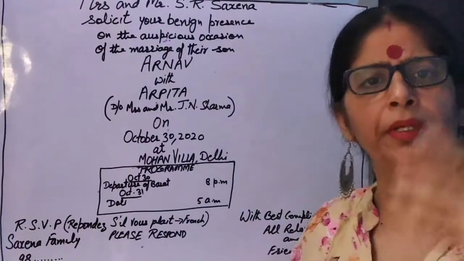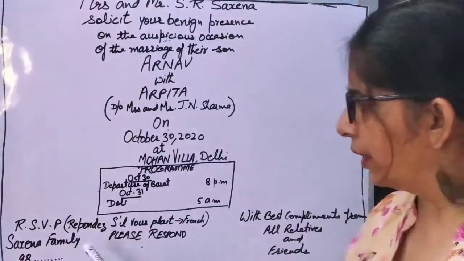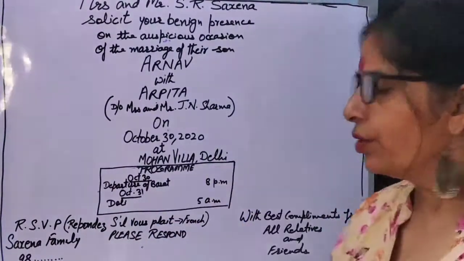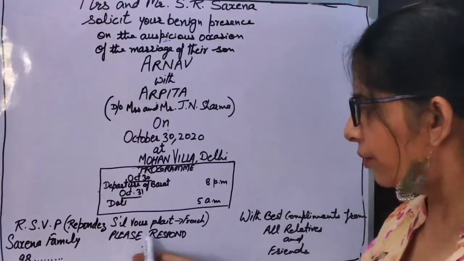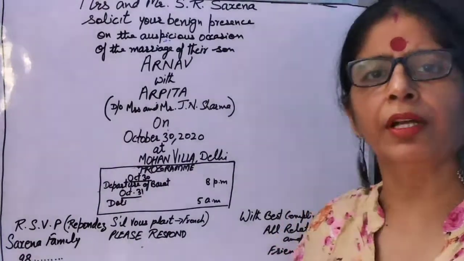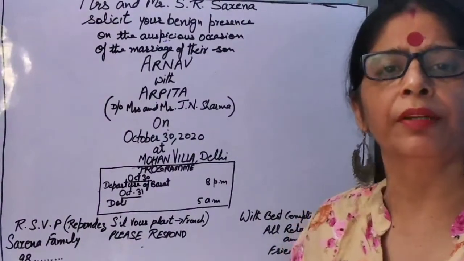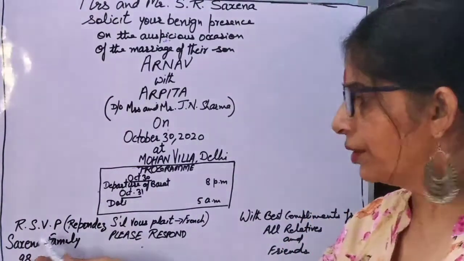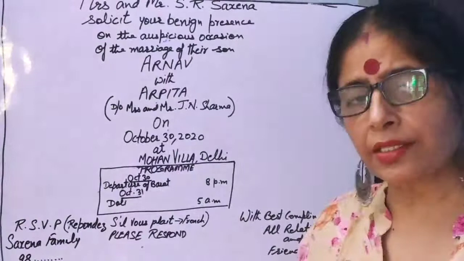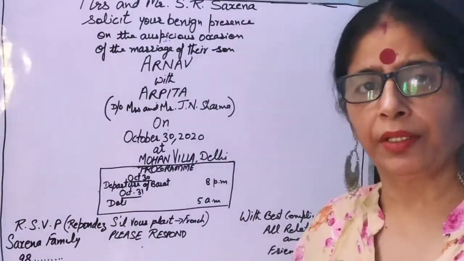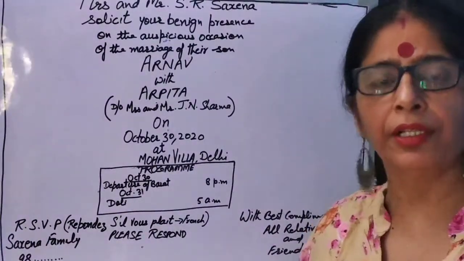People used to come maybe even 1 week before the particular function day. So naturally, people would get to know. If they get to know in advance, they will be arranging all the rooms and everything. So that's why they used to write, please respond. Please tell us at what time you will be coming, so that we arrange everything accordingly.